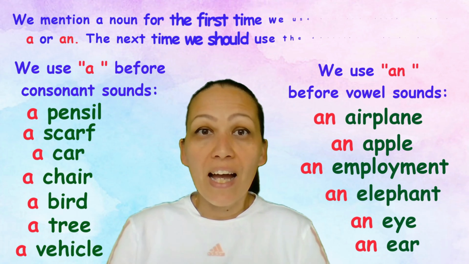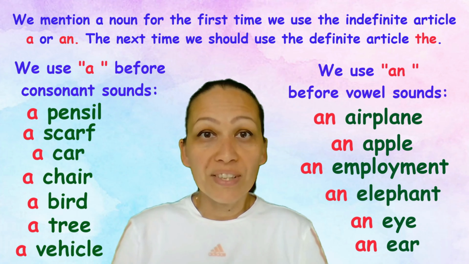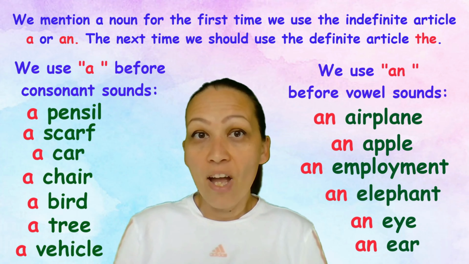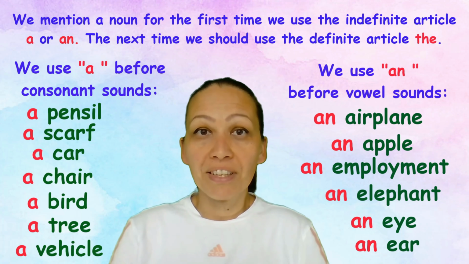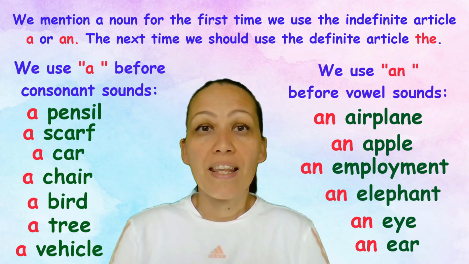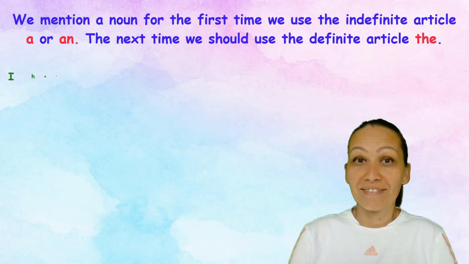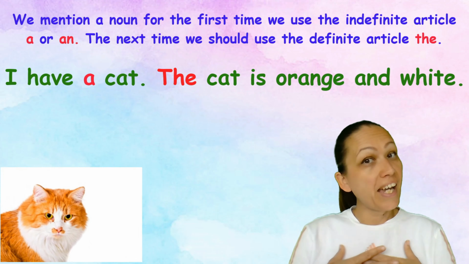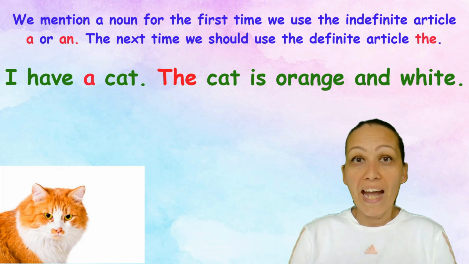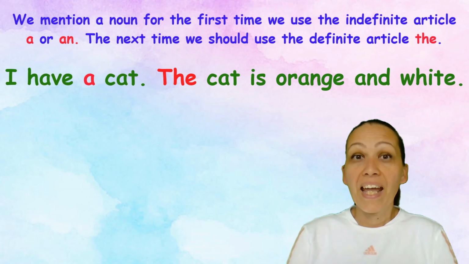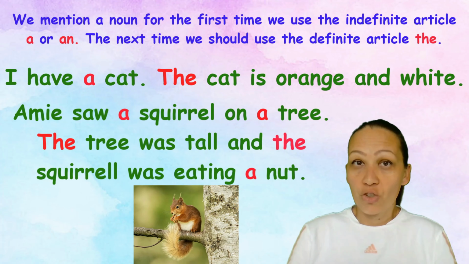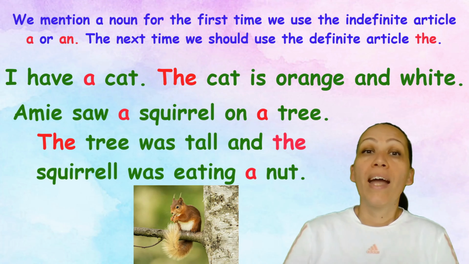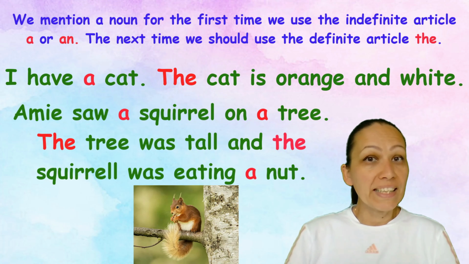When we mention a noun for the first time, we use the indefinite article a or an. The next time, we should use the definite article the. For example, I have a cat. The cat is orange and white. Amy saw a squirrel on a tree. The tree was tall and the squirrel was eating a nut.